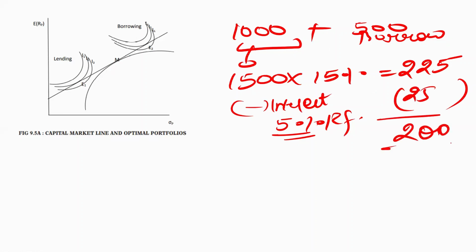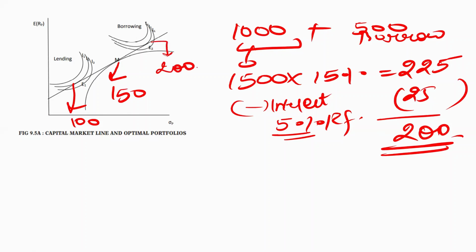This will become 200. So if I was investing 100% in the market, I was getting 150. If I was doing it proportionately, I was getting 100. And now if I borrow and invest, I get 200. So the return keeps increasing as you take more and more risk. Okay.